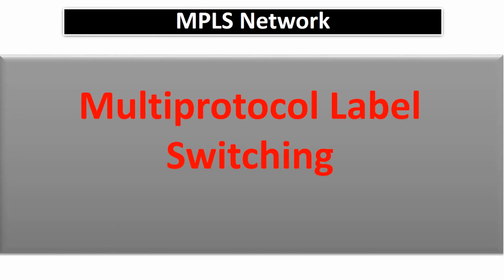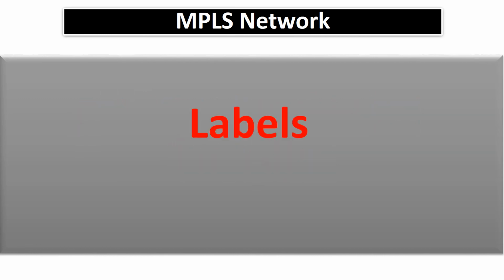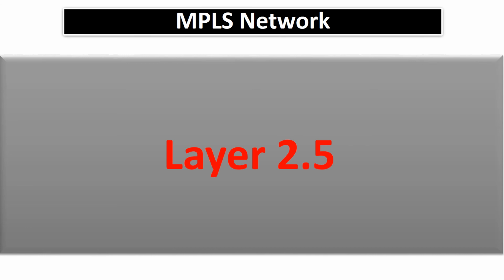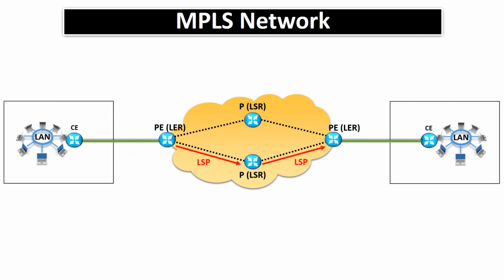MPLS stands for Multi-Protocol Label Switching. It is a multi-protocol WAN technology and based on path labels rather than IP network addresses. MPLS technology works in layer 2.5, that is between data link and network layer. Two types of routers in MPLS are LER and LSR.